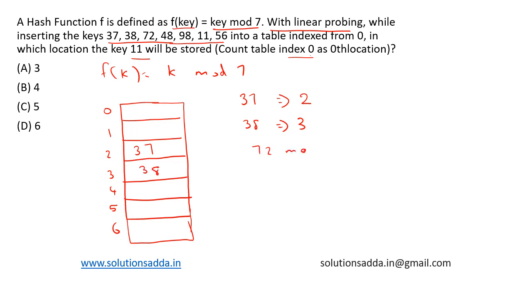Now 72. 72 mod 7 is also 2. But since 2 is already occupied, we'll look into 3. Since 3 is already occupied, we'll move into 4. So 72 is placed here.